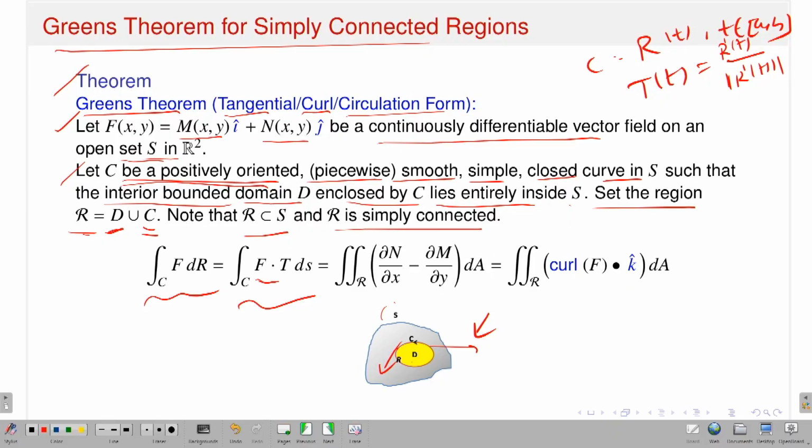Therefore I can talk about the notion of the unit tangent vector T. So a vector line integral of capital F over my simple closed curve C is nothing but the tangential component of my vector field. That means you just take the dot product of F with T and calculate the scalar line integral of this function. Okay.